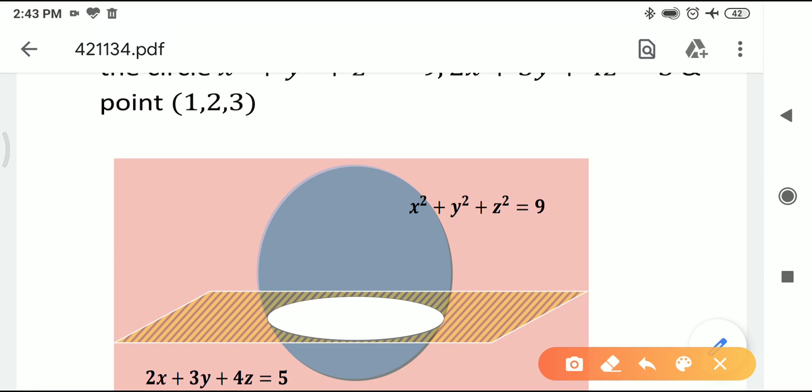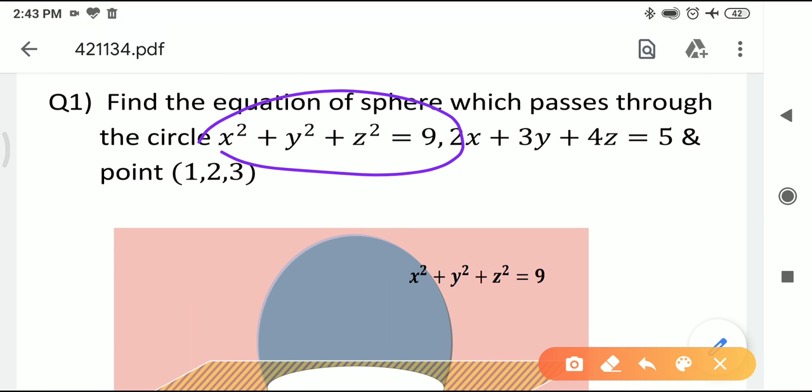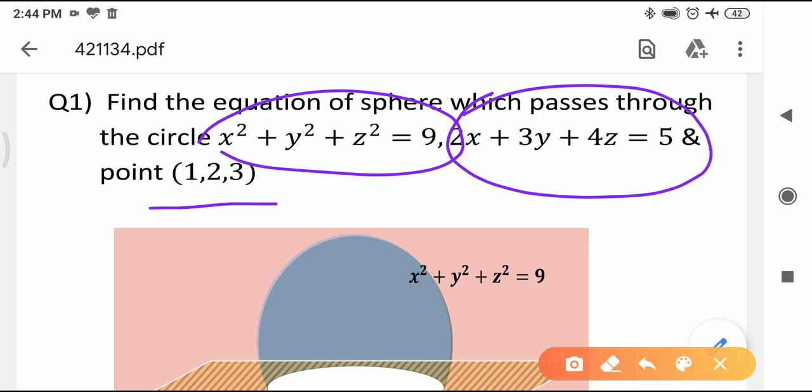We have one sphere and we have one plane. The intersection of this sphere and this plane is nothing but a circle. Now we want to find the equation of a sphere which is passing through this circle, and that sphere is also passing through this point 1 2 3.